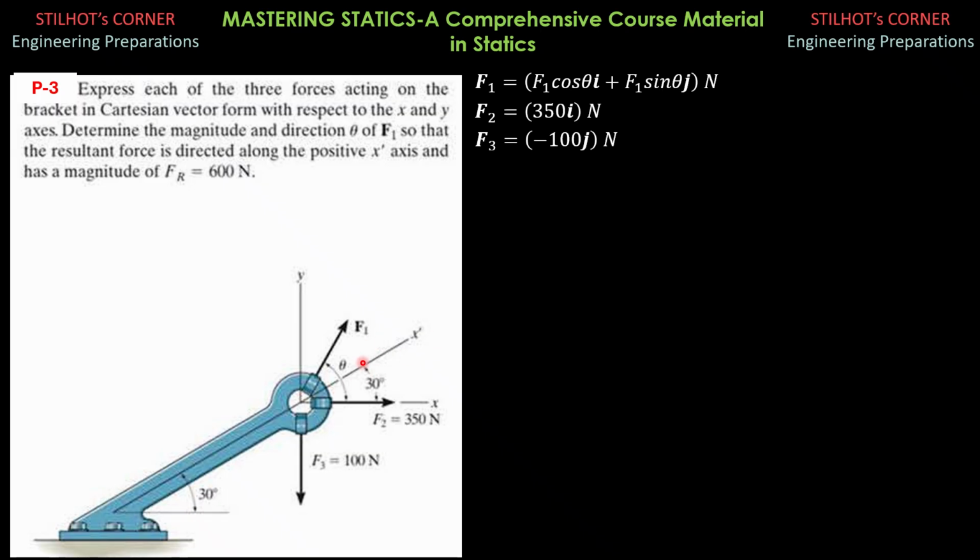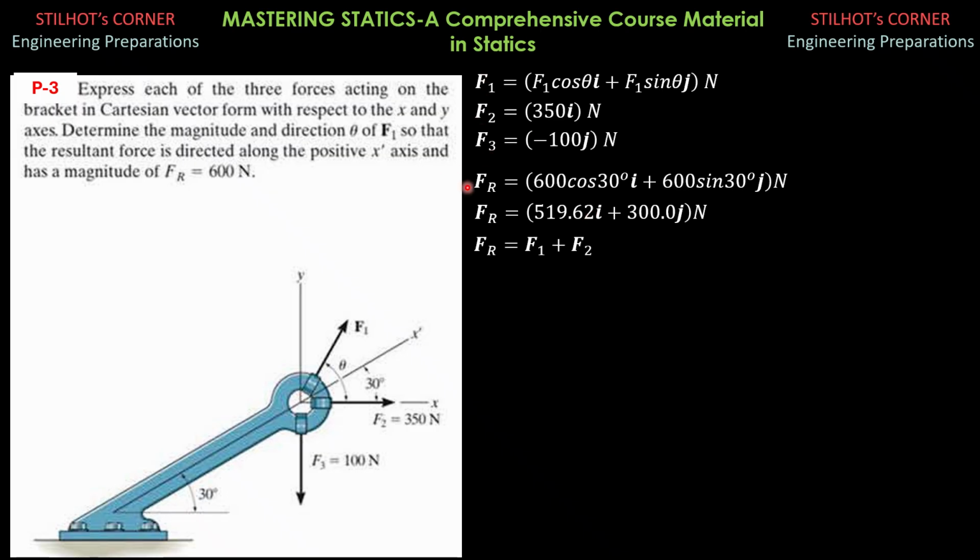So the resultant, expressed in vector form, is 600 cosine 30 degrees i plus 600 sine 30 degrees j newtons. If we simplify that, that's 519.62 i plus 300 j. Sorry, I follow the figure, so I use Fr for the resultant. This resultant is the sum of these three forces, F1 plus F2 plus F3.